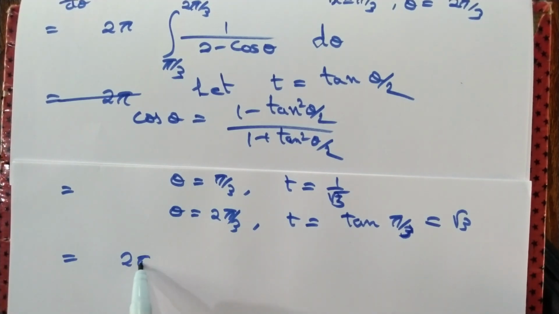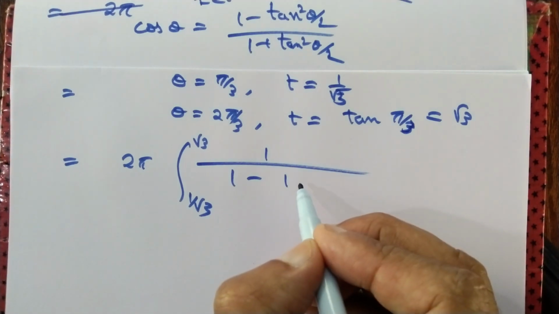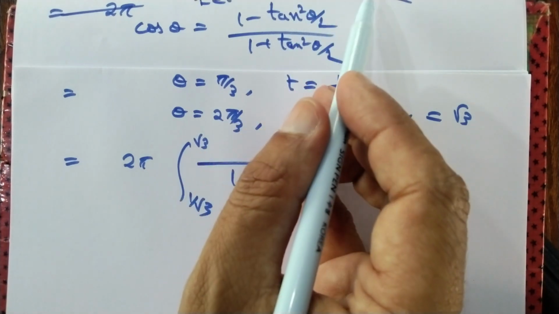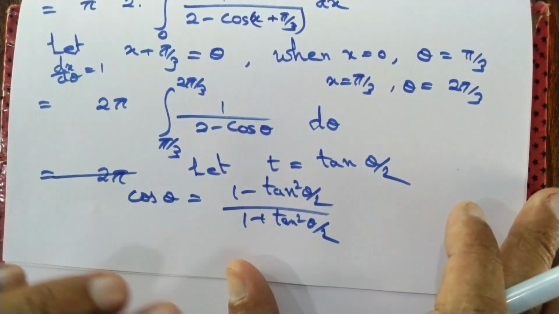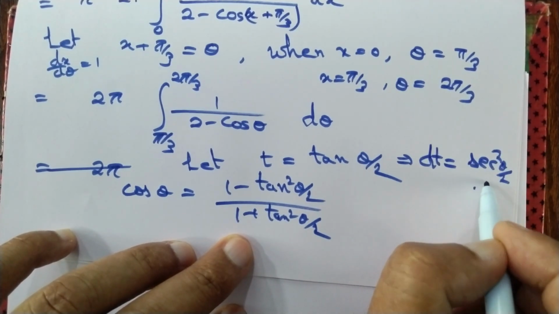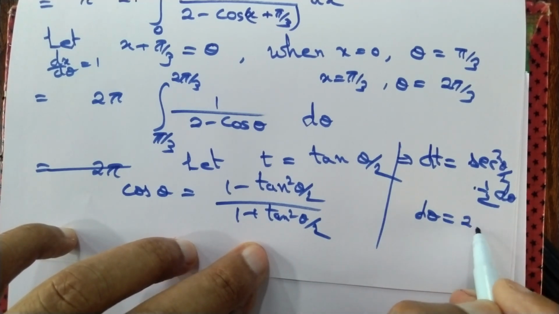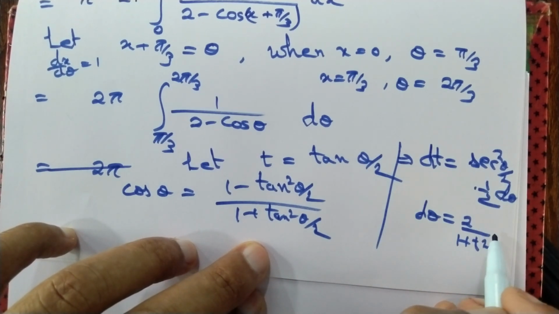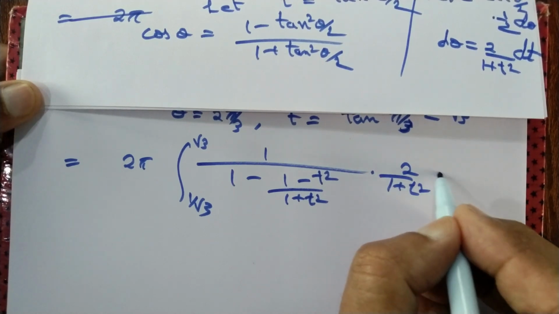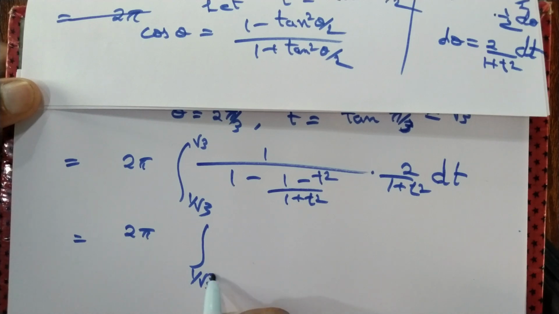So the given integral will change from 1 by root 3 to root 3. And we can write cos theta as (1 minus t square) divided by (1 plus t square). How about d theta? You see that t equals tan theta by 2. So dt equals sec square theta by 2 times half d theta. So we can write d theta as 2 by (1 plus t square) dt, because 1 plus tan square is sec square. Okay, we can cancel 1 plus t square out. When we do so, we will be left with the integral from 1 by root 3 to root 3.